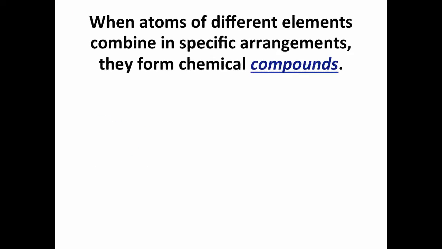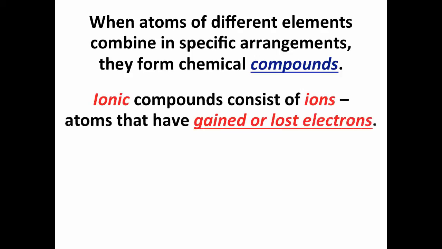Now, you probably know that when atoms of different elements combine together in specific arrangements, they form what are known as chemical compounds. And we've already dealt with one type of chemical compound called ionic compounds. These are made up of ions, which are atoms that have gained or lost electrons, and then these positively and negatively charged ions attract each other, and that's what holds ionic compounds together.